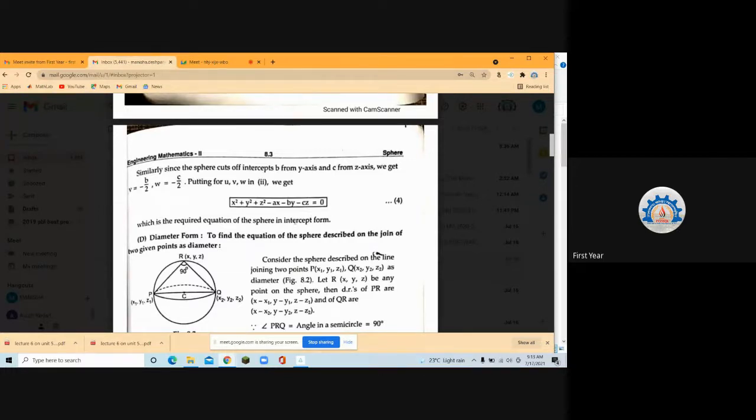Now suppose, quickly take this question and tell me the answer. Find the equation of sphere intercepting the coordinate axis at a unit distance and passing through origin.